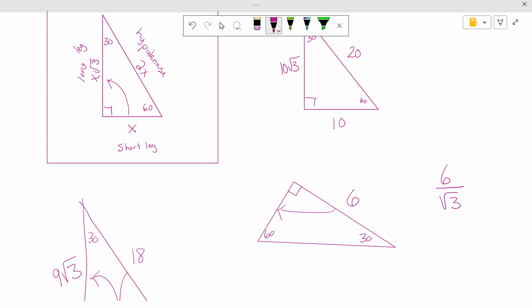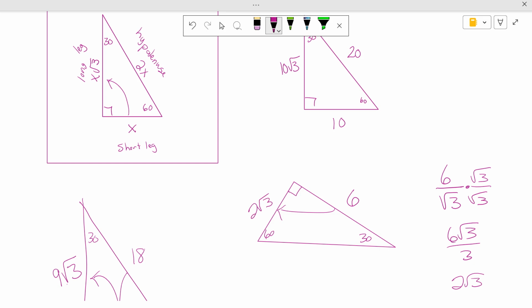Can you leave the square root on the bottom? Nope. So you have to multiply top and bottom by square root of 3. So you get 6 square root of 3 over 3. Can you reduce 6 and 3 down? What's 6 divided by 3? 2. So it's 2 square root of 3. So your short leg is 2 square root of 3.